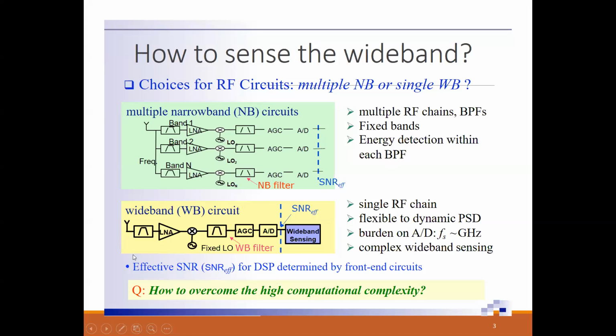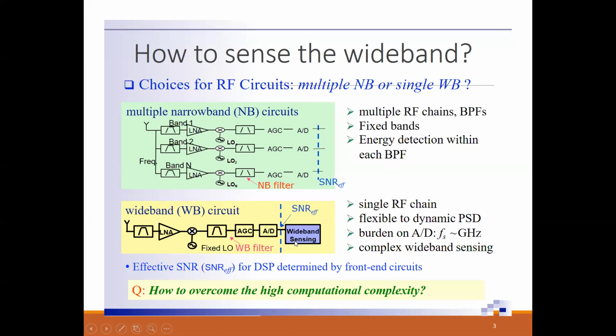Why should we not go for a single shot estimate? A single RF chain is very beneficial. It is flexible to dynamic power spectral density, because whenever the user moves from 0.5 to 2.5 or wherever, essentially the output is a full signature of the spectrum. So whatever happens, that will give you the output. You don't need to worry about the fixed band problem in this case.